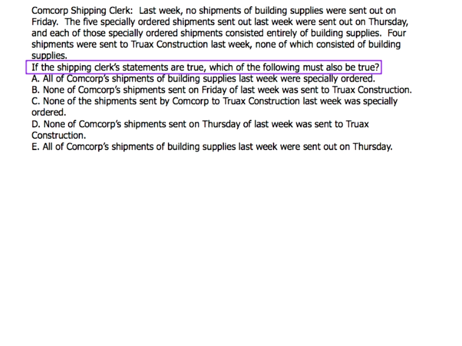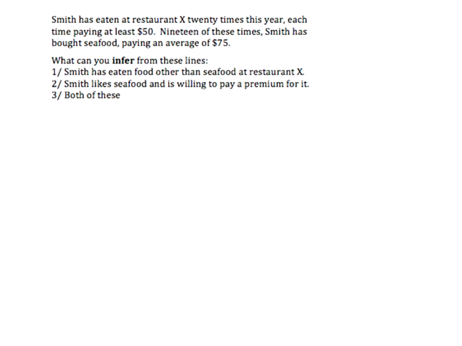So here is something that is a little bit simpler. You will see it show up in a second. So here. Okay, quick exercise to make sure we're on the same page. Smith has eaten at restaurant X 20 times this year, each time paying at least $50. 19 of these times Smith has bought seafood, paying an average of $75. What can you infer from these lines?